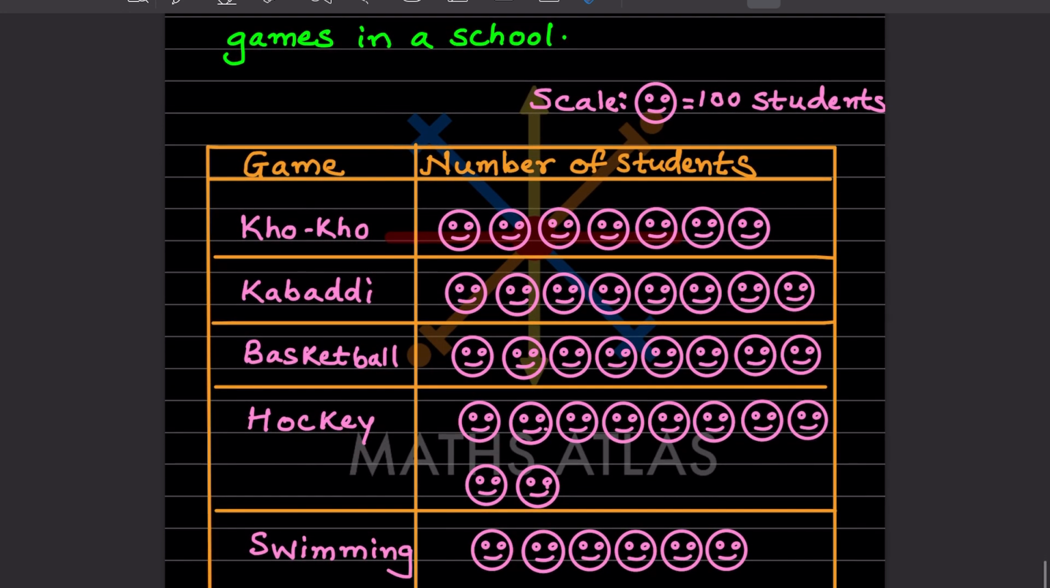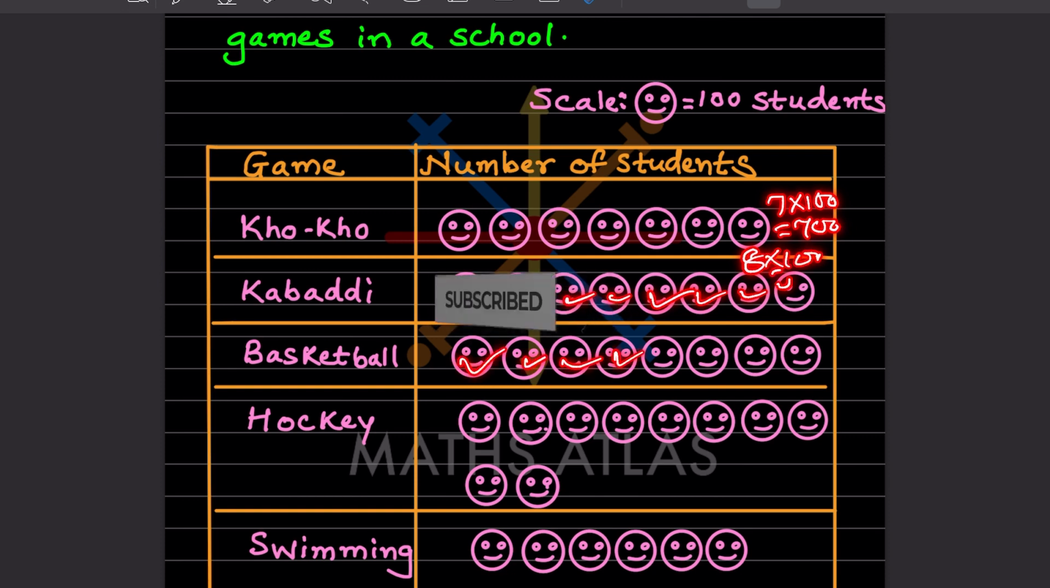Now the table has been given over here. So these are the games and these are the number of students. Now you have to count the number. This one represents 100 students. So this will be 100, 200, 300, 400, 500, 600, 700. These are the seven pictures, right? So what we have to do, 7 multiplied by 100, and that is going to be 700. Now again here 1, 2, 3, 4, 5, 6, 7, 8. So 8 multiplied by 100, that will be 800.